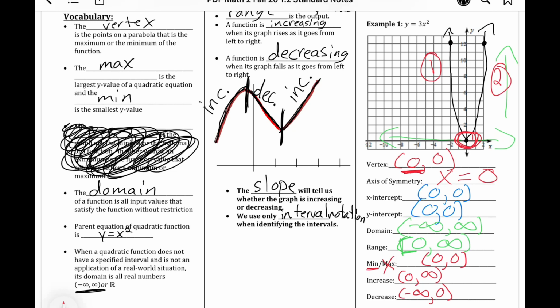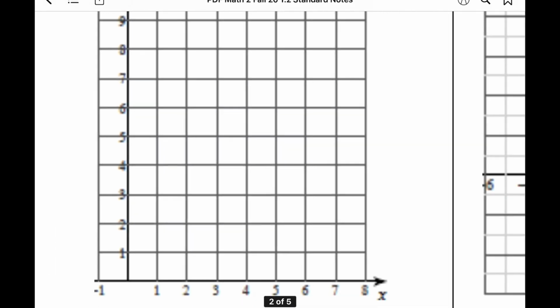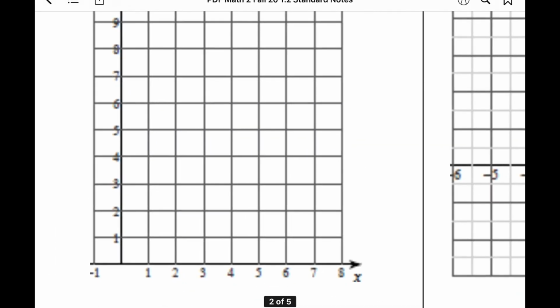For example 2, I want you to pause the video and attempt example 2 by yourself. So you should have gotten a graph that looks similar to this. You should have 2, 4, and 6, 4.